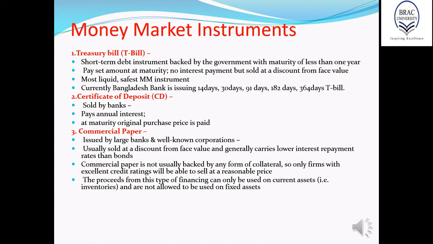Another type of money market instrument is the certificates of deposit. They are commonly sold by the banks. So in Bangladesh, almost all of the private banks issue certificates of deposit to their customers. And these certificates of deposit pay annual interest to their buyers, and at maturity the original purchase price is paid. So they act like holding a bond, but then again, since they are only sold by the banks, that is why we call them CDs or certificates of deposit.